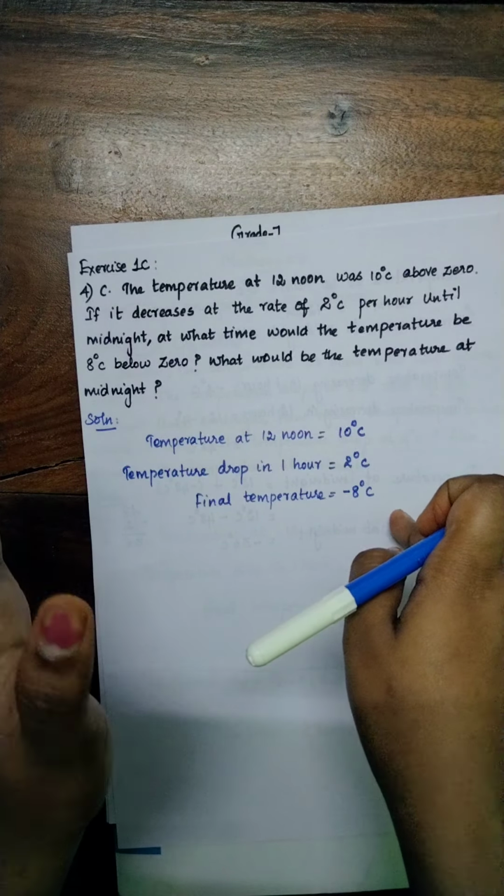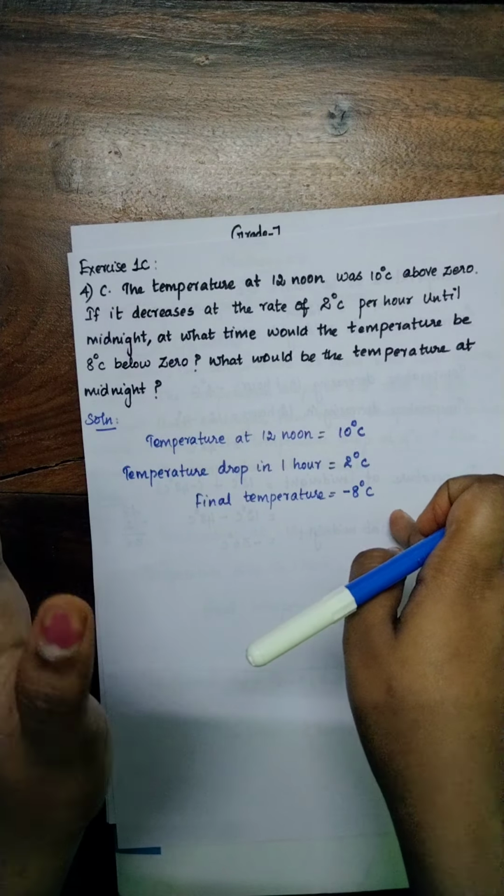Now what is the time? Here it is 12 p.m. If you are adding 1, next it is 1 p.m. Again it is decreasing by 2 degrees Celsius. It is 2 p.m. Then 3 p.m. We are decreasing 2. Okay, 4 p.m., 5 p.m.